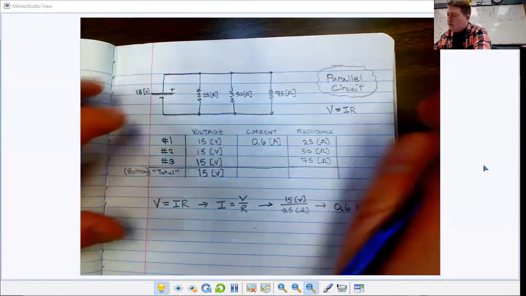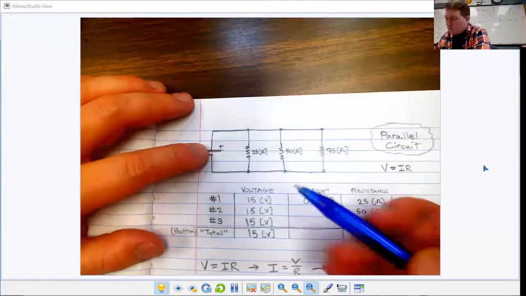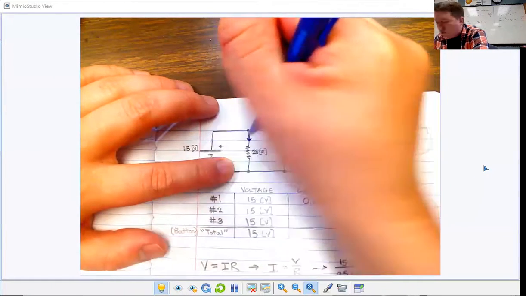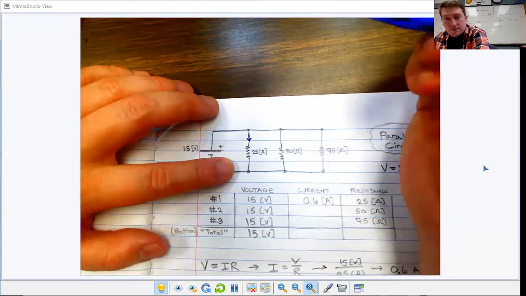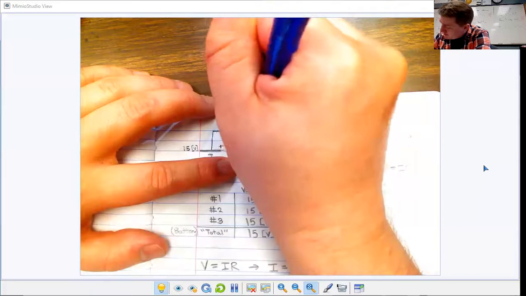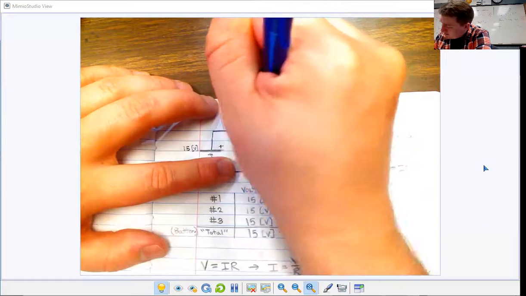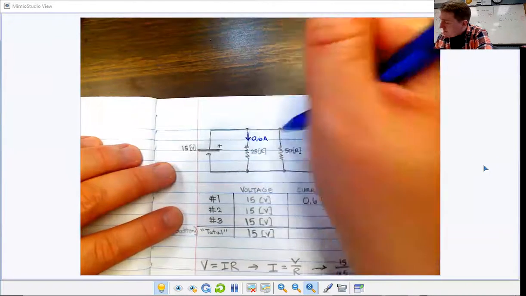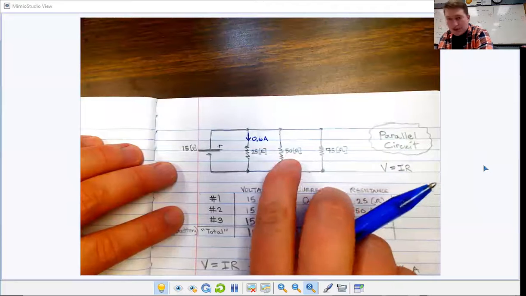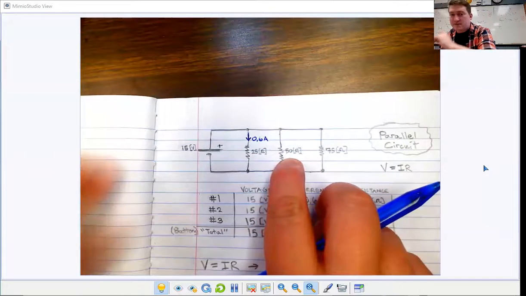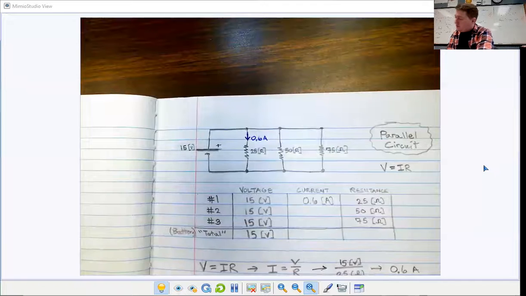I can draw this on my circuit using a blue pen. We like to show little arrows that show the direction of the current flow of electrons. And we get 0.6 amps on that pathway. Now let's figure out how many amps are going to be on this pathway. Now this pathway has more resistance, so we should expect to find less current.